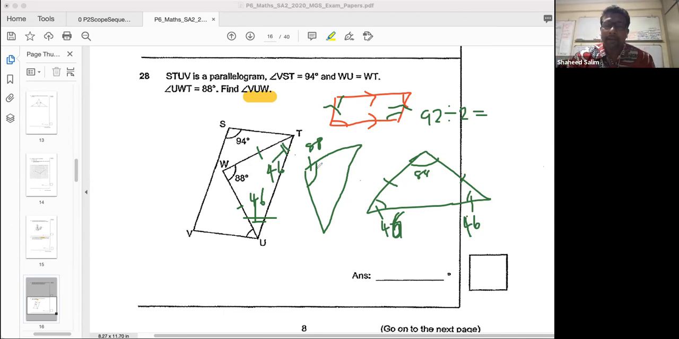Okay, anyway. This is 46, you understand, right? So now you know how to find VUW. Very simple. Come on, boys. I'm labeling it in red. You know this. You must be able to see this. Izzat, Syakil, Akil, come on. Don't give up.